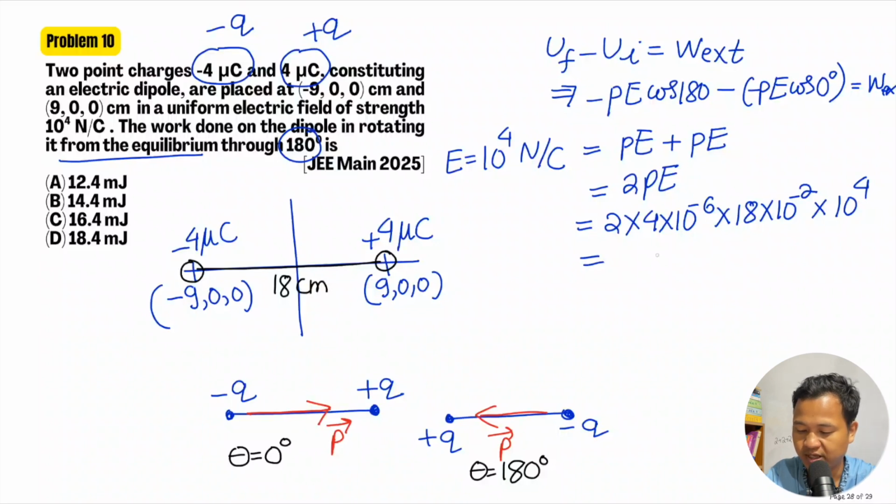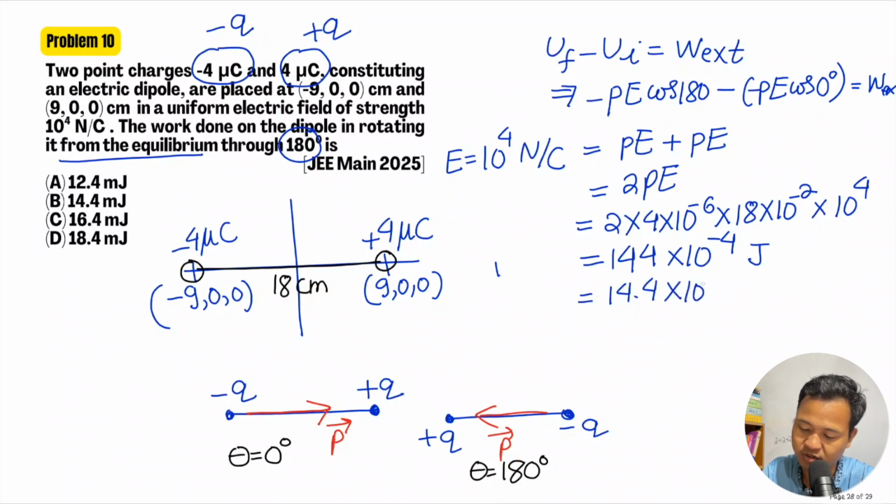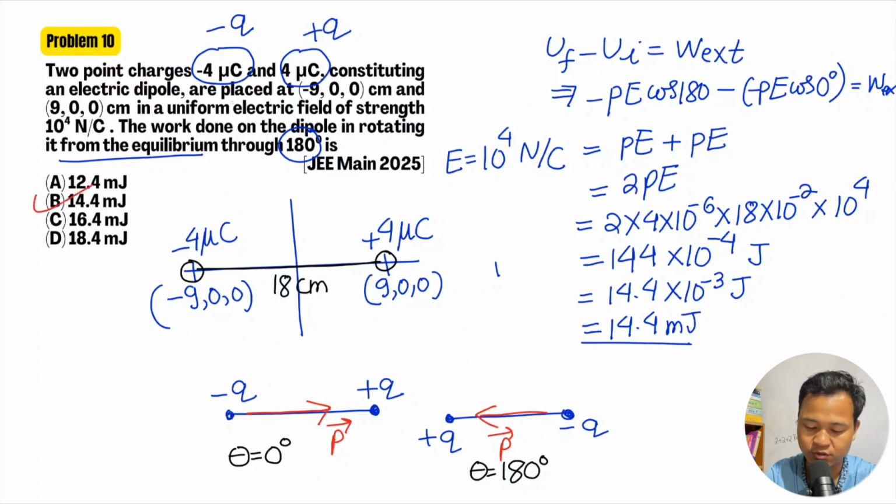Therefore 2 into 8 is 16, 8 into 6 is 64... giving 14.4, into 10 power minus 4... Work done is in joule. So this is 14.4 into 10 power minus 3 joules. That means 14.4 millijoule. Okay, answer. So option number B.